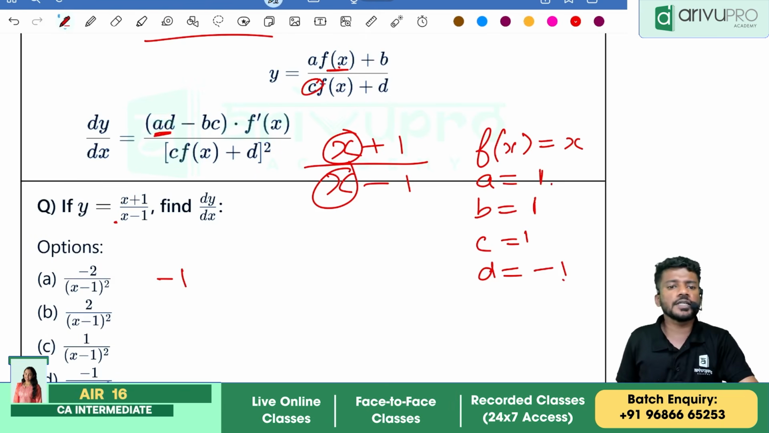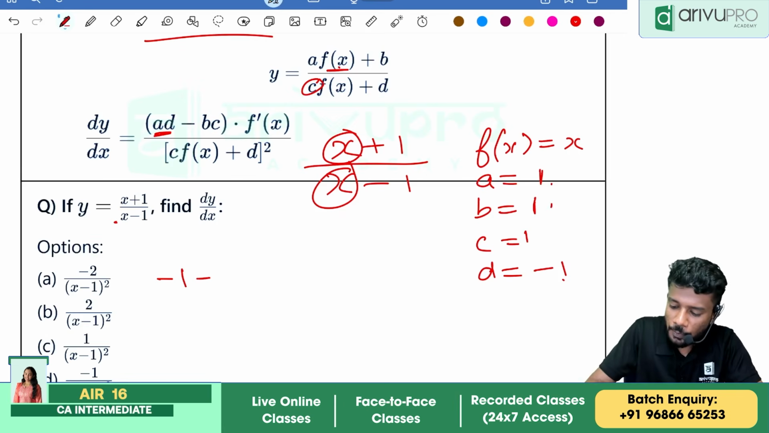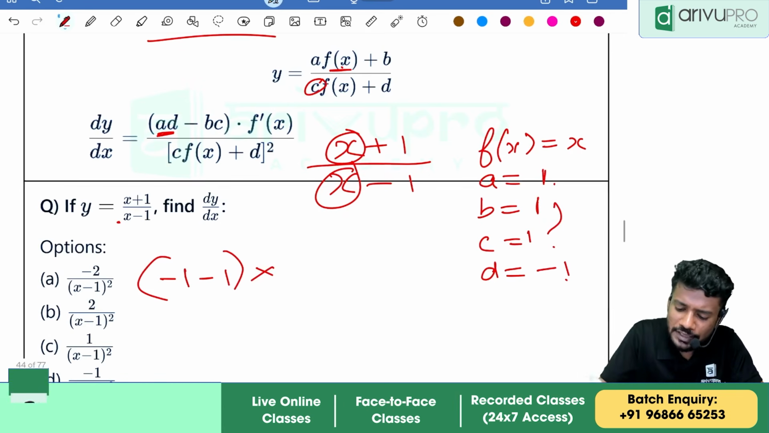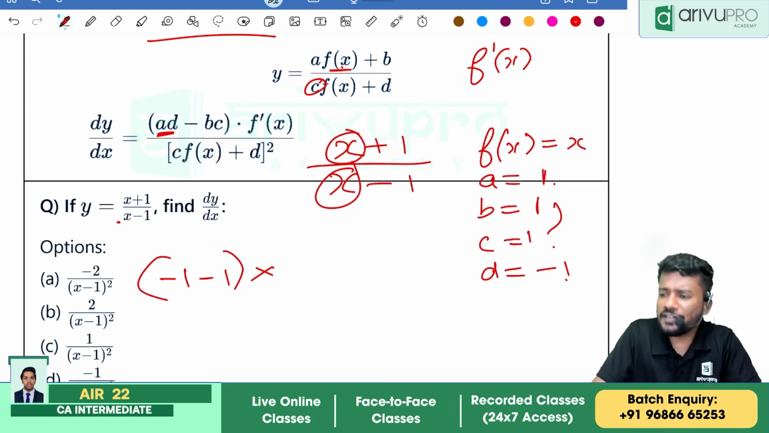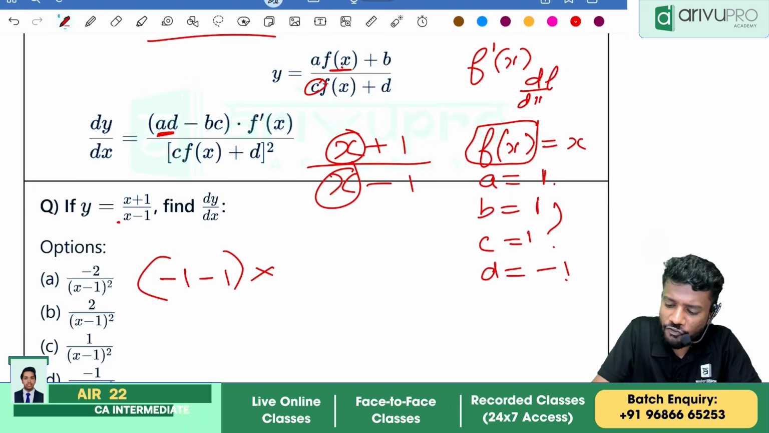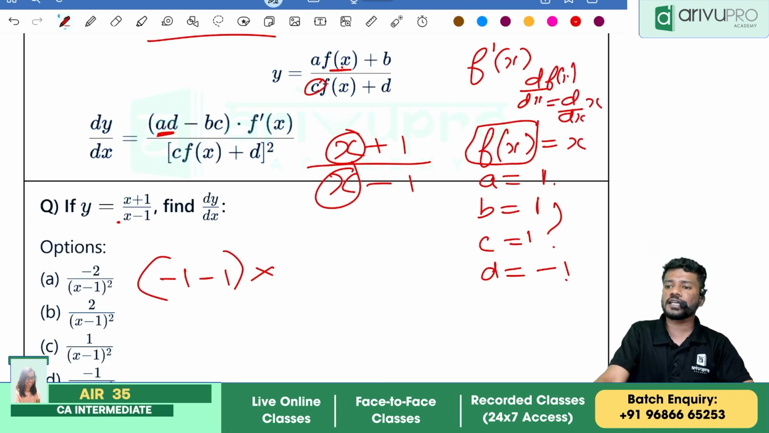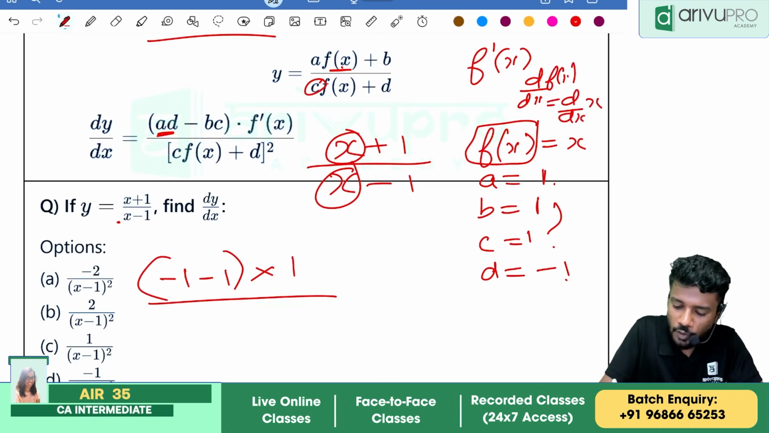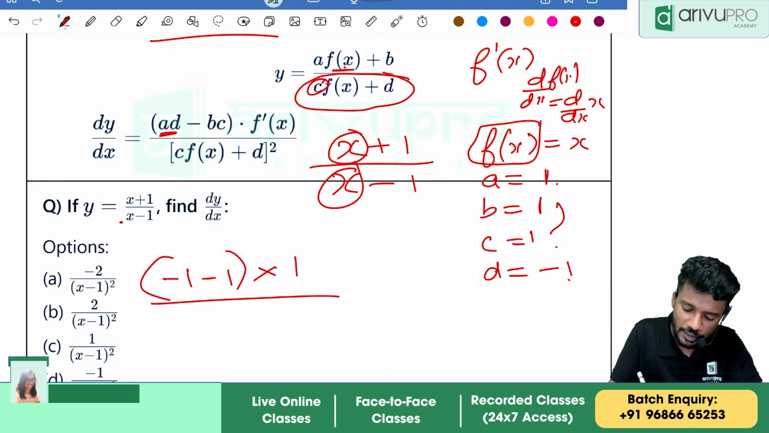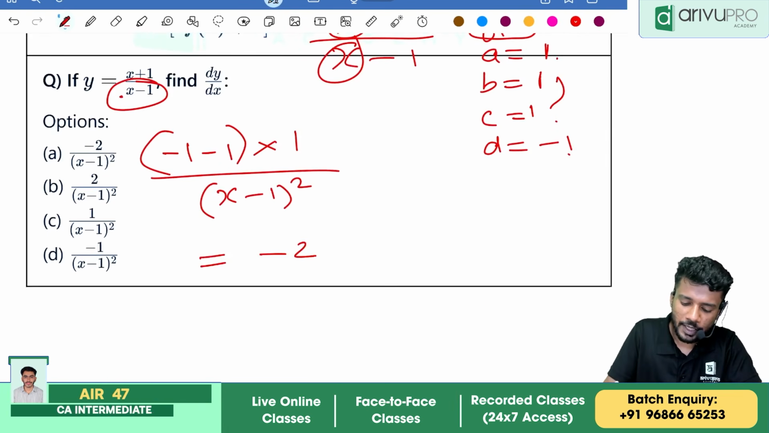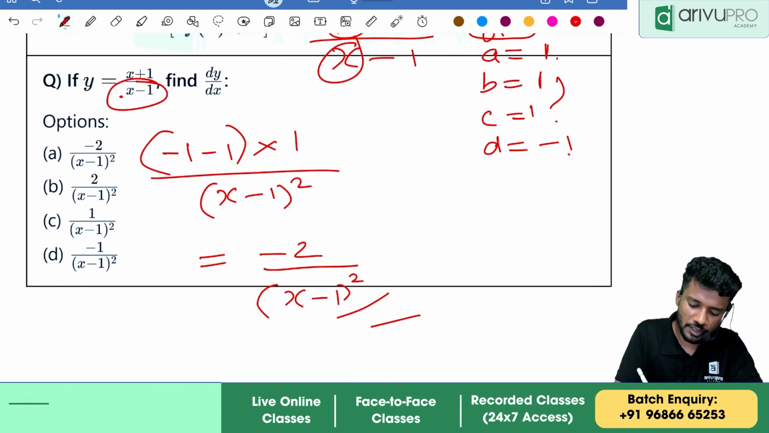Minus 1 into 1 is how much? Minus 1. Minus of b into c is how much now? That is 1. The entire thing into f dash of x, that is nothing but the derivative of our f of x. d by dx of f of x is the case. That means d by dx of what, the x. What is the derivative of x? 1 divided by whatever is there in the denominator, x minus 1 the whole square. You tell me what is the answer. Minus 2 divided by x minus 1 the whole square. What is the answer? Option A.